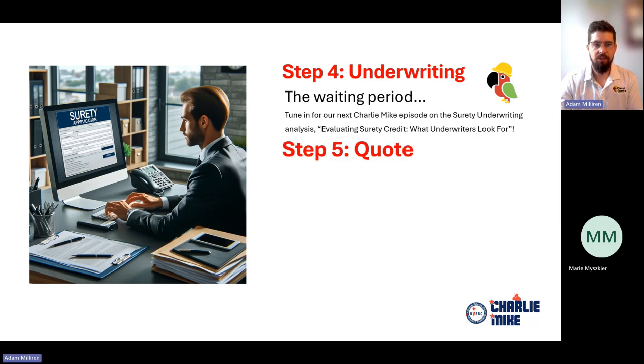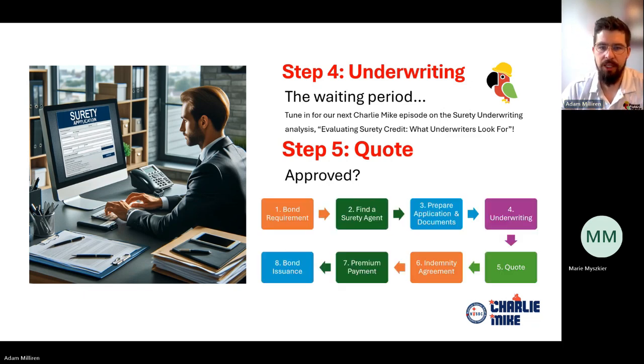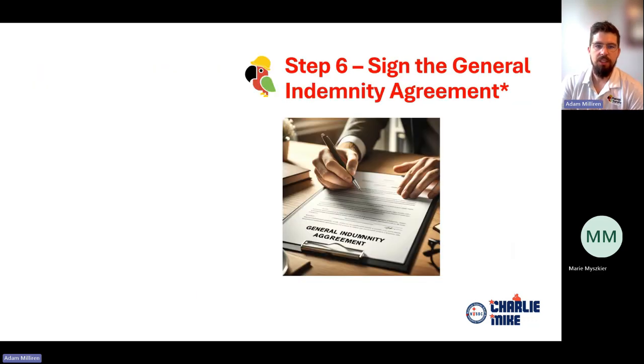So hopefully they come back with a quote and you have that approval. And once your agent has that approval and that quote, it's pretty much that's it. There will be a few more things you need to do. You might have to sign that indemnity agreement if you hadn't already, pay the premium for the bond, and then that bond will be issued.